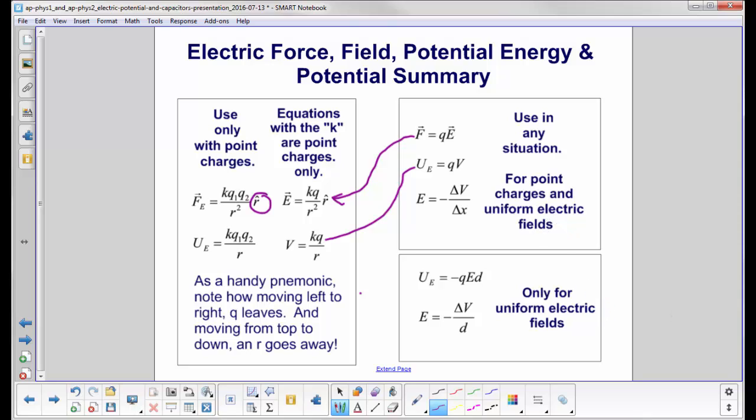Then we talked about infinite planes, where we had two planes of charge separated by a distance d, and we came up with two very specific equations that are only used for uniform electric fields. Potential energy is minus QEd. E is constant, d is the distance between the planes, and then E is minus delta V over d.